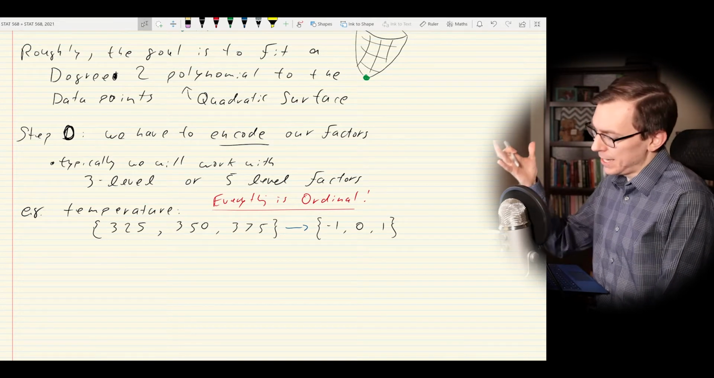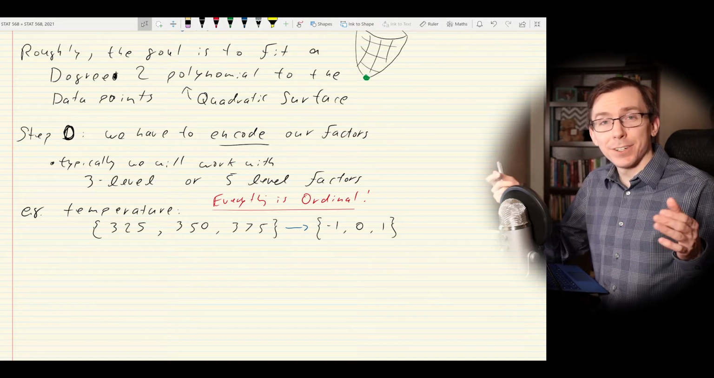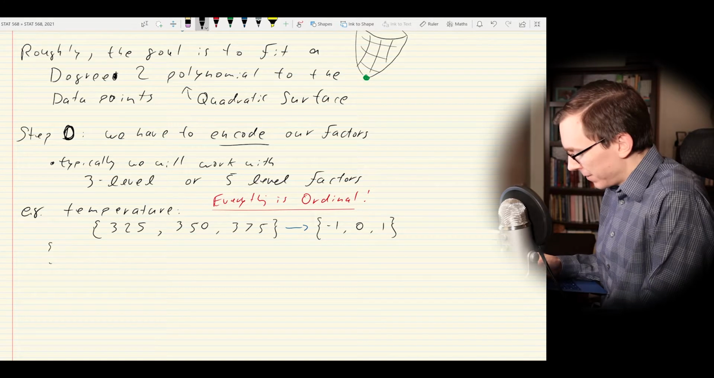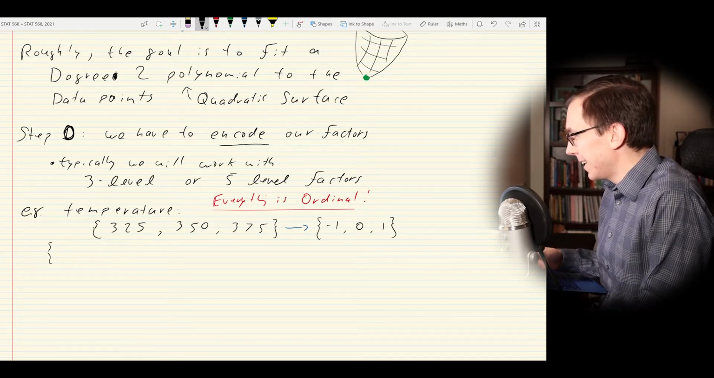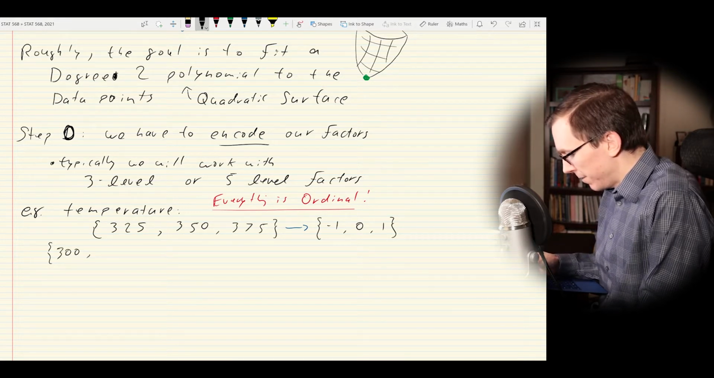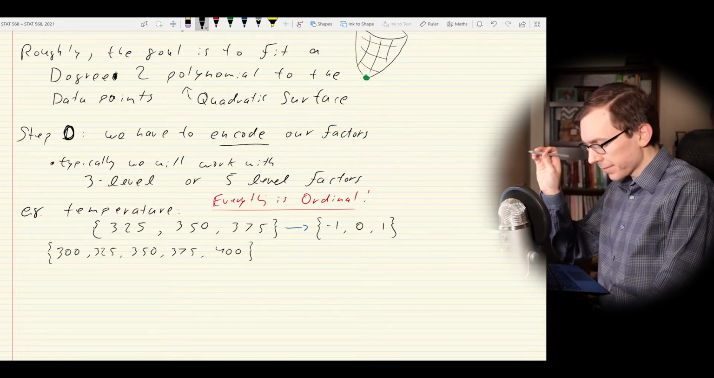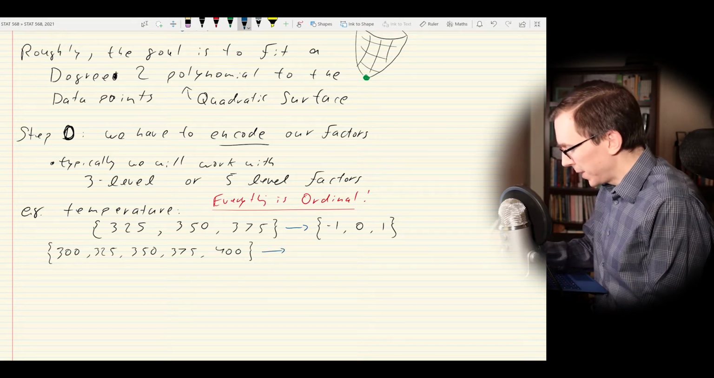Anyway, this is a typical way that we would try to encode a 3-level factor. We would just assign it to the points -1, 0, and 1. Now, what if we had 5 levels? Well, let's say we'll just do 300, stick with the 25 theme, 325, 350, 375, and 400. So if we had 5 levels, what we can do is we can encode them.